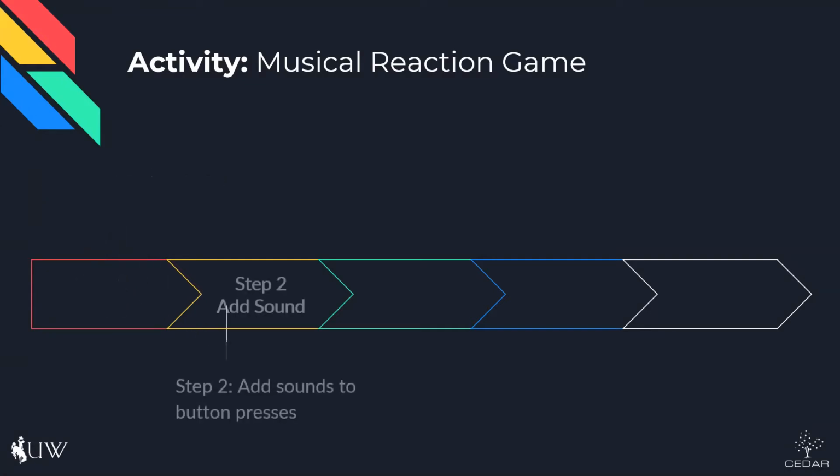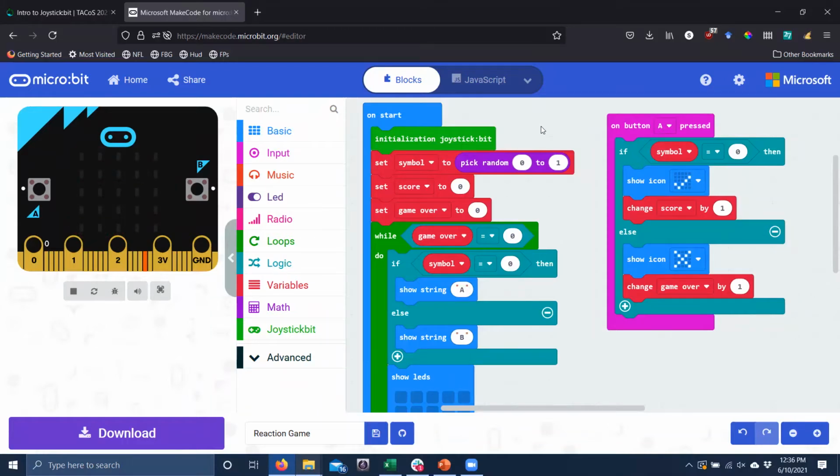Step 2. Add sounds to button presses. Now let's use the speaker on the Joystick Bit to add a little flair to our activity. As long as we've put the Initialization Joystick Bit block in OnStart, the speaker on the Joystick Bit will work with any of the blocks in the Music tab.